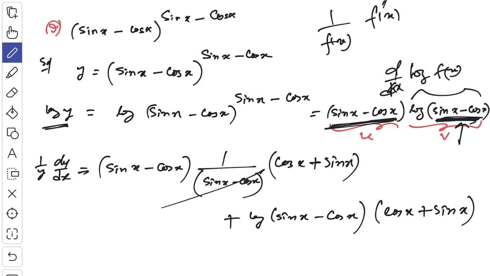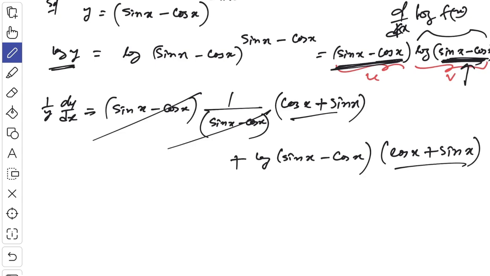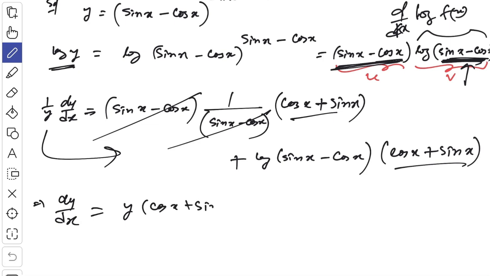So hope you have understood this. Now here these two terms are gone, so we can take this common, isn't it? If you take it common, you will get dy by dx on the other side, and this y should be multiplied to the right hand side. Then y into what you have got: cos x plus sin x is taken as common, then within the bracket you will get 1 plus log of sin x minus cos x.